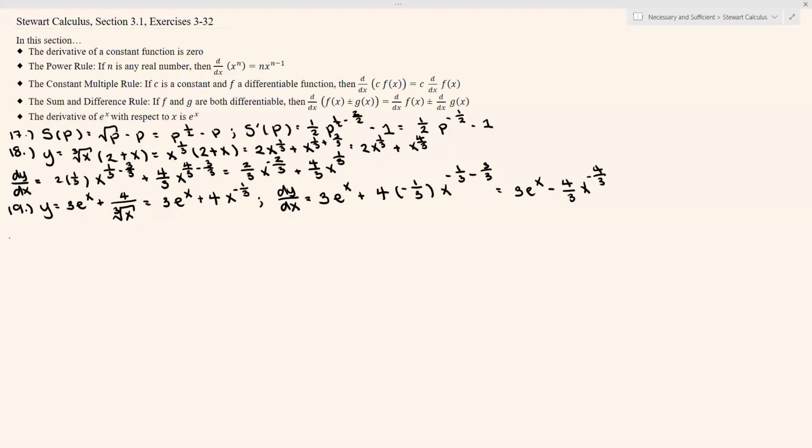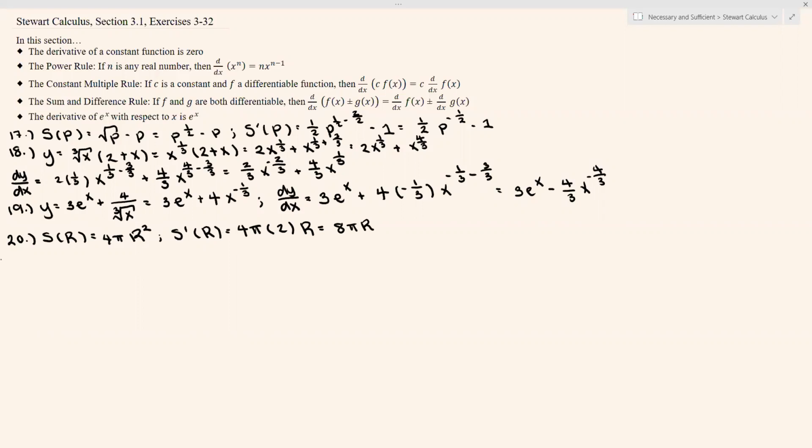Problem 20. We have s of r is equal to 4 pi r squared. So in this case, notice we have a function of r, and we're multiplying r squared by 4 and pi, two constants. So we can really think of 4 pi as just a constant, one number. So then s prime of r is equal to, the constants are going to stay the same, so 4 pi times 2 from the exponent, r to the power of 1. And if we clean this up, this is 8 pi r.